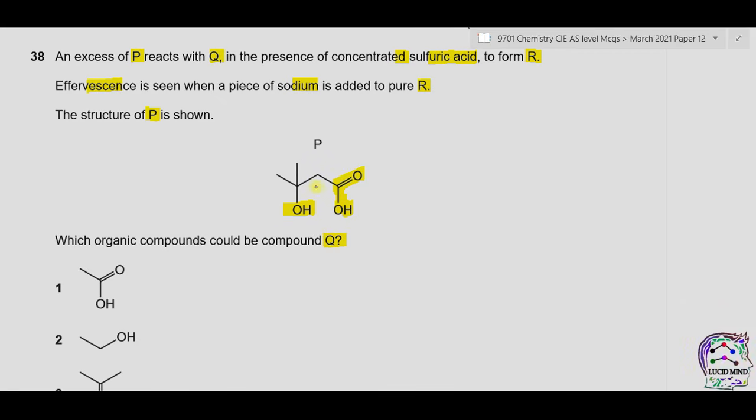We can write the structural formula for this. Skeletal formula, we have CH3, then this carbon atom, then we have CH3, OH, then we have CH2 and COOH. First one is carboxylic acid, we have CH3, C double bond O, OH. Now P can react with this Q. As we have an alcohol functional group and a carboxylic acid functional group, they react to form an ester.